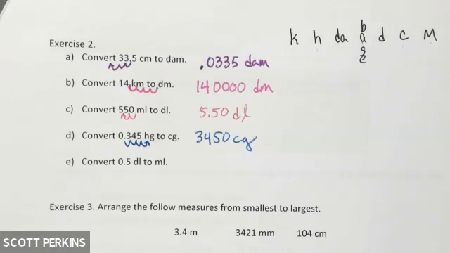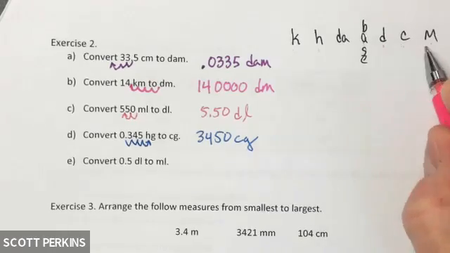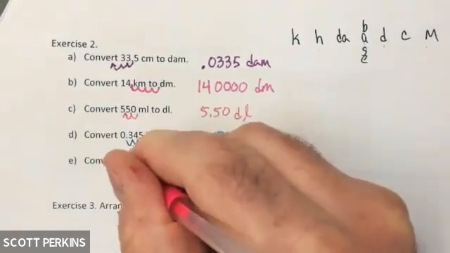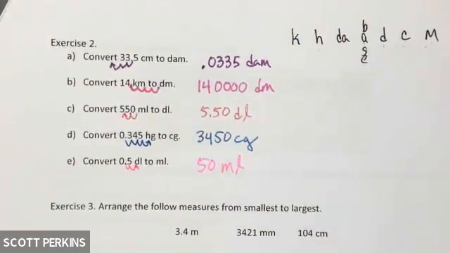If there's any questions about this basic skill that we're doing, please be sure to ask. Deci to milli. So I'm going to go 1, 2 to the right. So 1, 2 to the right, that's 50 milliliters.